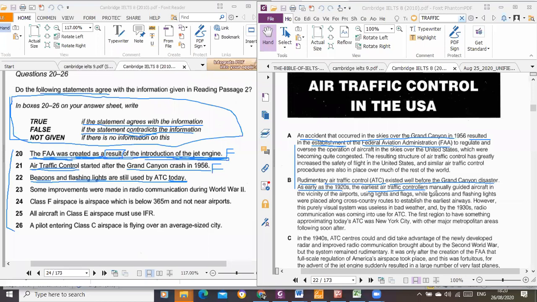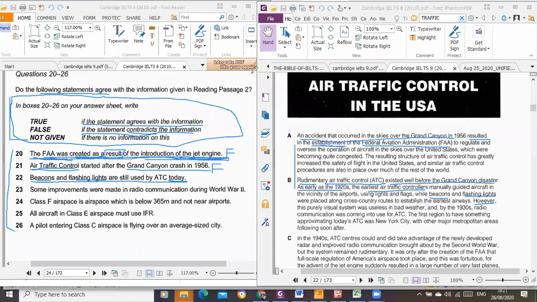Now, because I can find beacons and flashing lights here, I'll read back a bit. As early as the 1920s, the earliest ATC manually guided aircraft in the vicinity of the airport using lights and flags, while beacons and flashing lights were placed along cross-country routes to establish the earliest airways. Okay, so flashing lights and beacons were used as early as 1920. However, this purely visual system was useless in bad weather. And by the 1930s, radio communication was coming into use for ATC.